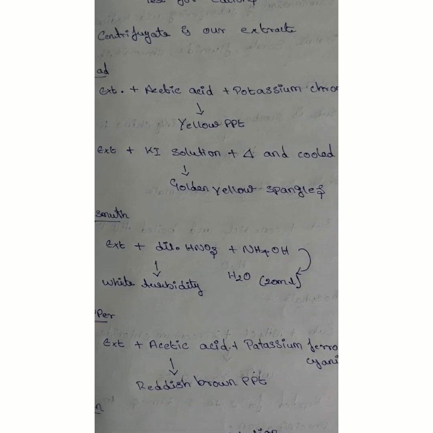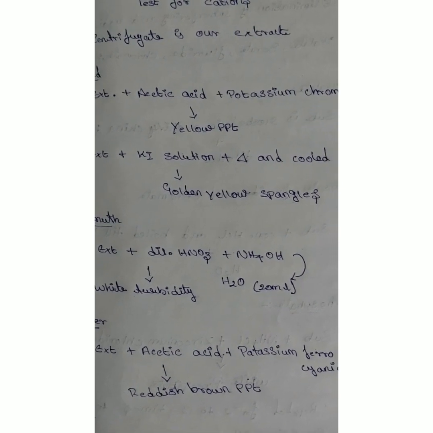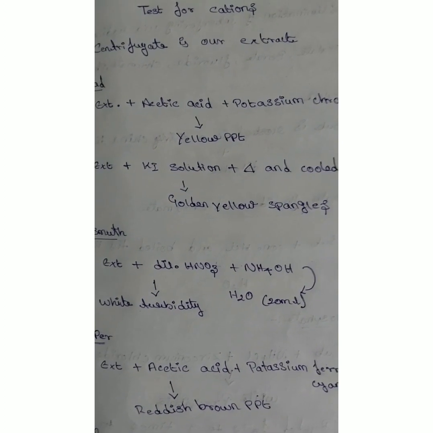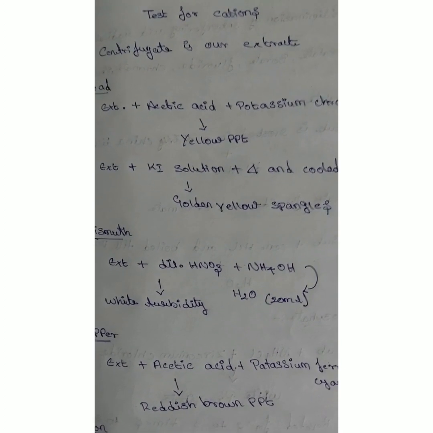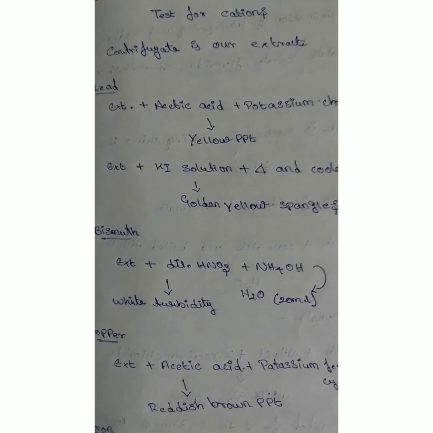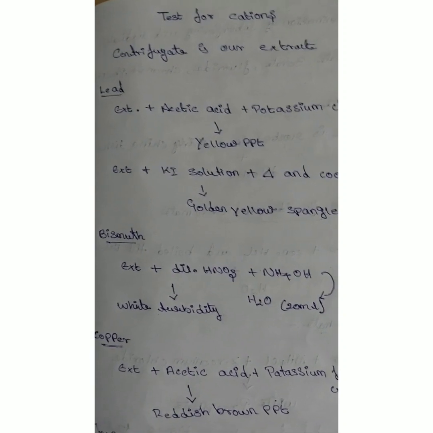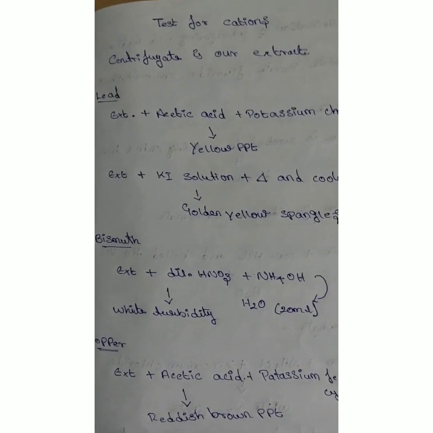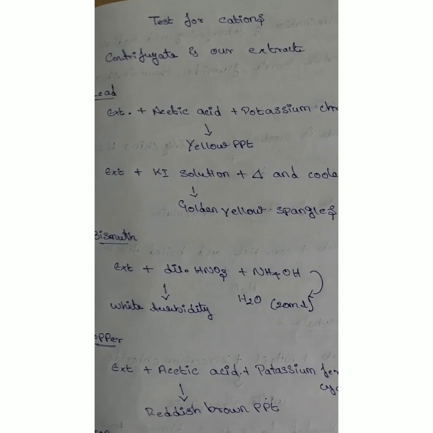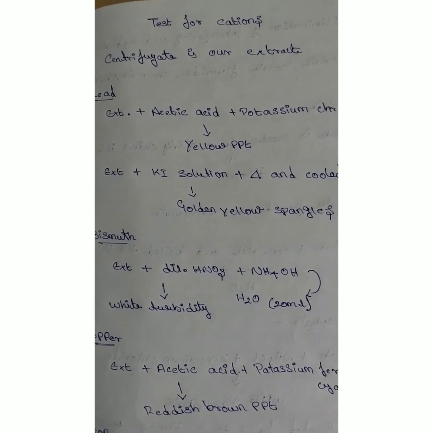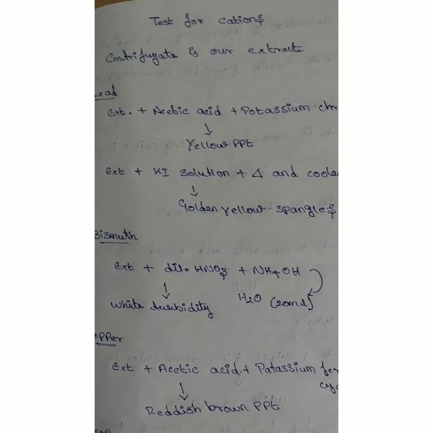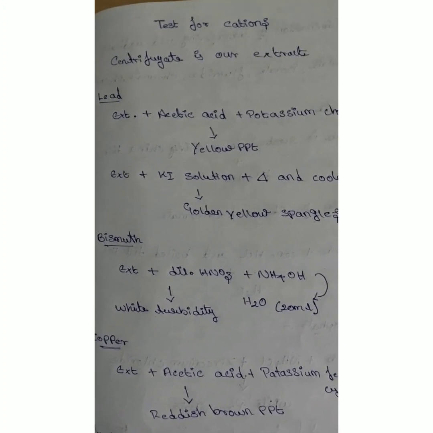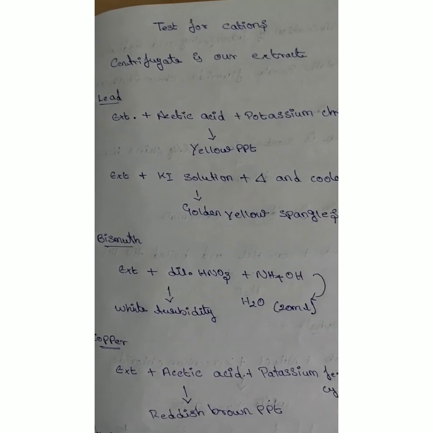Next, the extract is mixed with KI solution, heated and well cooled. After cooling, we get golden yellow spangles which confirm the presence of lead. Here in this cation testing method, we are not going to use H2S gas and a centrifuge machine. Without passing H2S gas and centrifuging, we are going to test all types of cations.